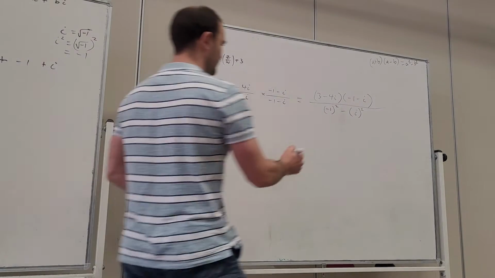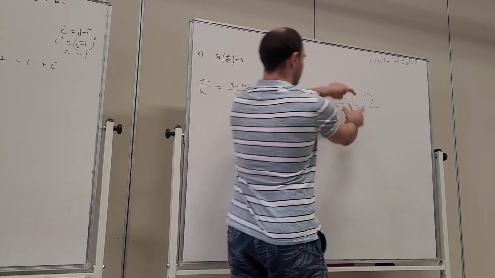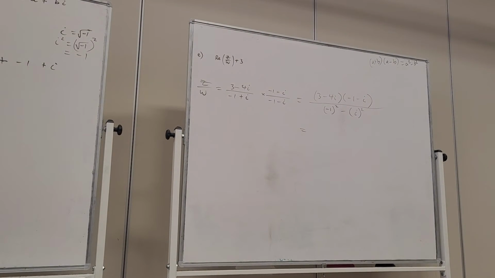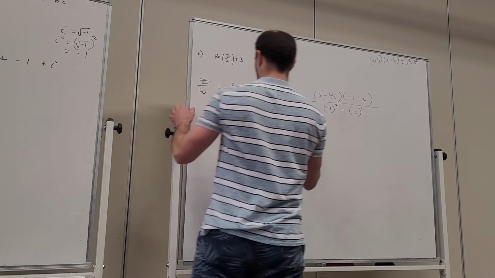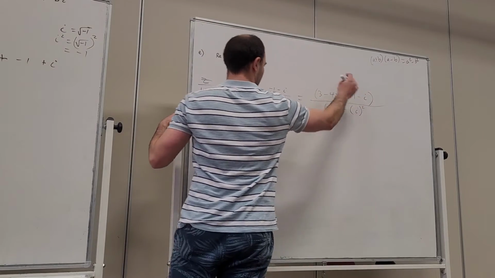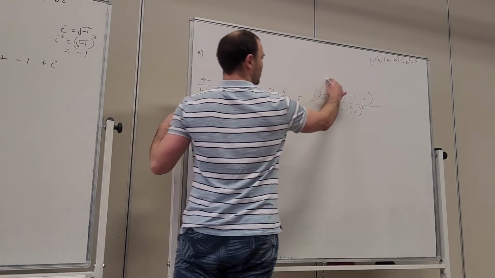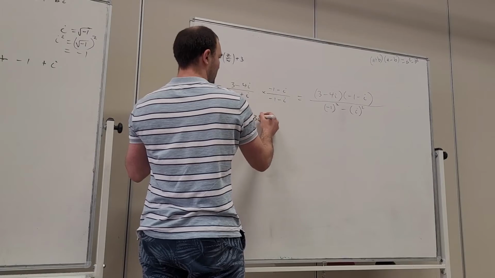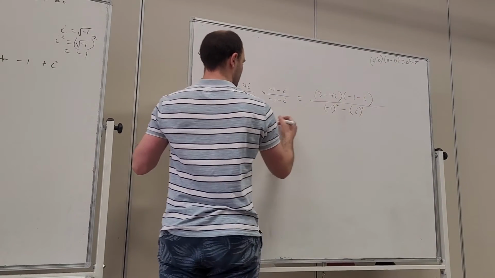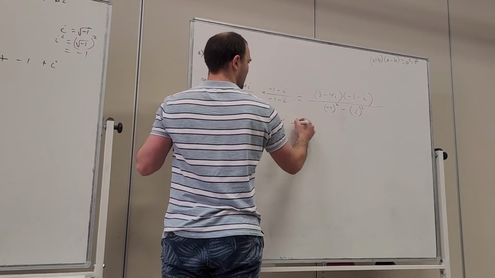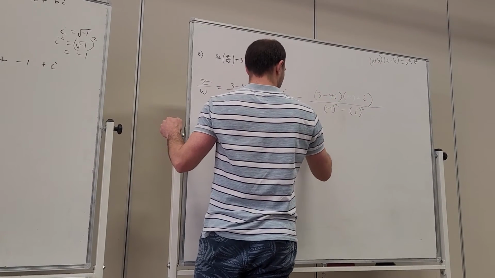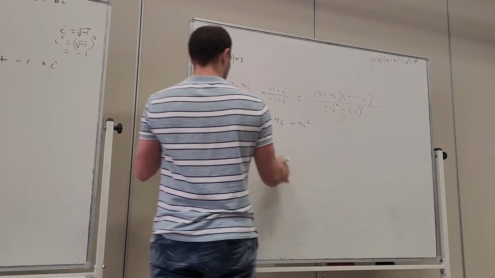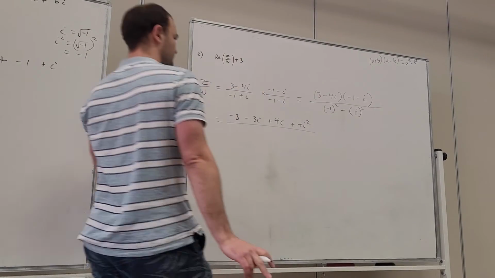Okay, so this FOIL, I'm not going to repeat it. I've done this exact expansion. No, it's a little bit different because the i is negative, isn't it? It's a little bit different, so I will do it. Okay, so we're going to have 3 times minus 1 is minus 3. 3 times minus i is minus 3i. Minus 4i times minus 1 is plus 4i. And minus 4i times minus i is positive 4i squared. Okay, so that's just some FOIL at the top.